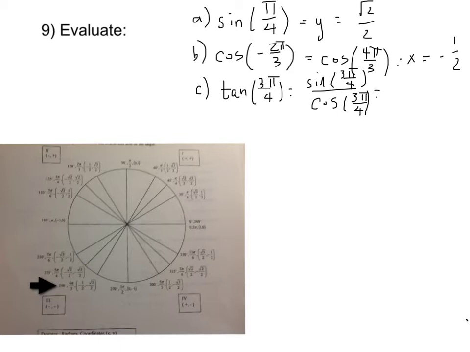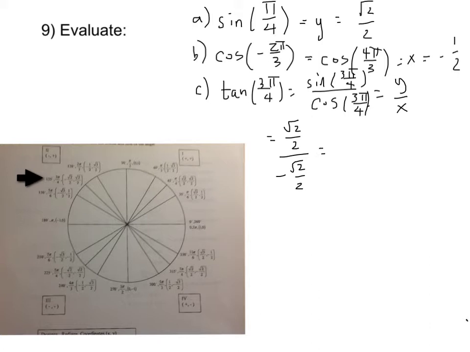Alright, so let's take a look over here at our unit circle again, and let's see if we can find 3 pi over 4. 3 pi over 4 is a little less than our 180 degrees, and it's right here. 3 pi over 4 is 135 degrees, and we have an x-coordinate of negative square root of 2 over 2 and a y-coordinate of positive square root of 2 over 2. Well, the sine is the y-coordinate, and the cosine is the x-coordinate. So in this particular case, the y is positive square root of 2 over 2, and the x is negative square root of 2 over 2.